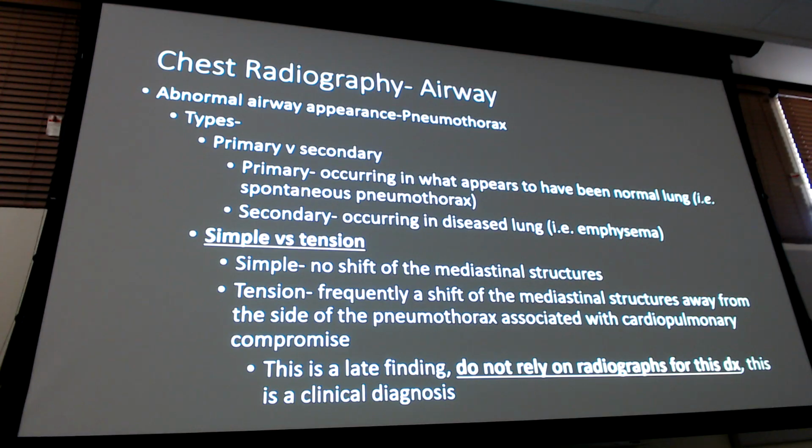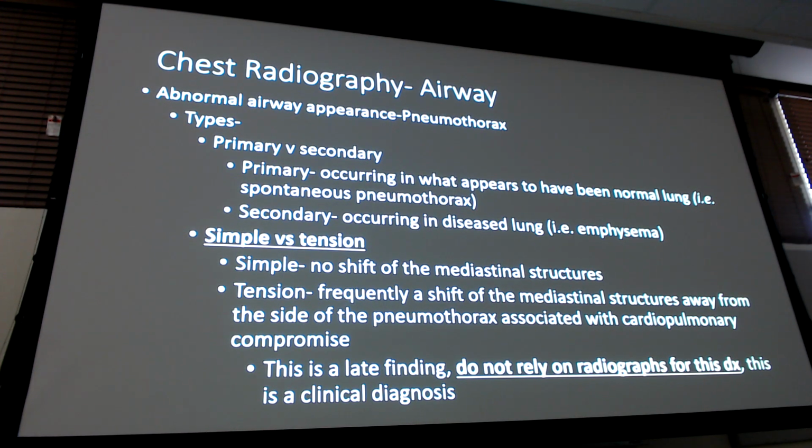Tension on X-ray, we have a shift of the structures pushing away from the pneumothorax. Again, it's like the fluid, right? There's pressure pushing away. So if I have a right-sided pneumothorax, my mediastinal structures, if it's tension, are going to shift to the left because of the pressure pushing in on that mediastinum. Well, I want to be very clear on this. That is a late radiographic finding. Okay? That is a late radiographic finding. We do not rely on X-rays to make the diagnosis for tension pneumothorax. We do that clinically. You don't need an X-ray to make that diagnosis.